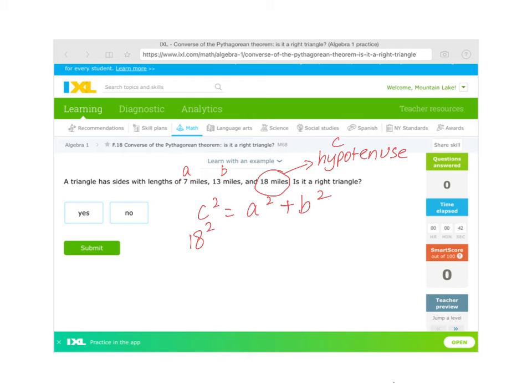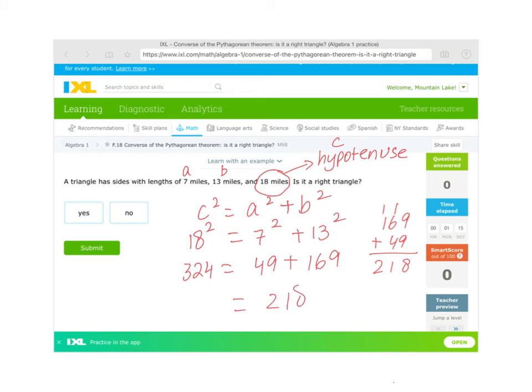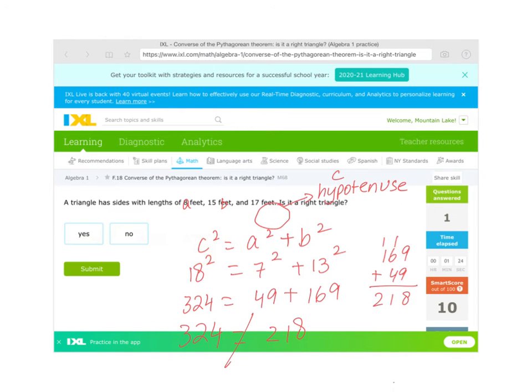So 18 squared, 7 squared, 13 squared. Now let's find 18 squared. 18 squared is 324. Put that in. 7 squared is 49, and 13 squared is 169. Now if you add 49 and 169, what do you get? Let's just do simple math over here. So 9 plus 9 is 18. 6 plus 4 plus 1 is 11, so 218. So this is not equal. You want to get the same answer. So this doesn't work. So let's mark no. Okay, let's try another one.